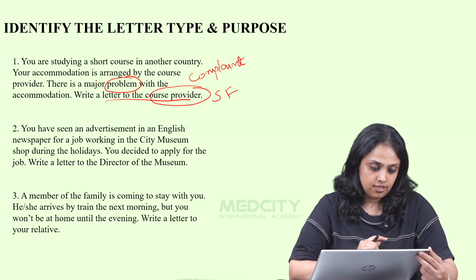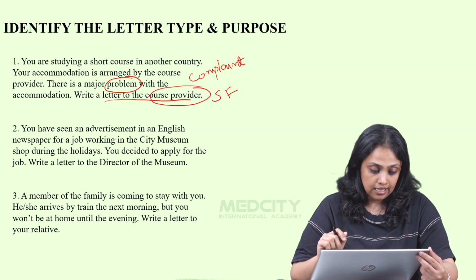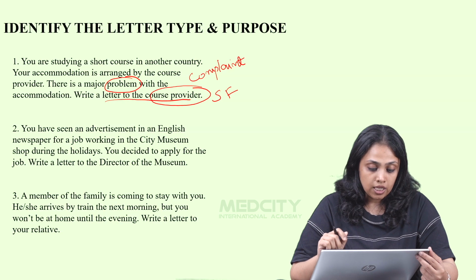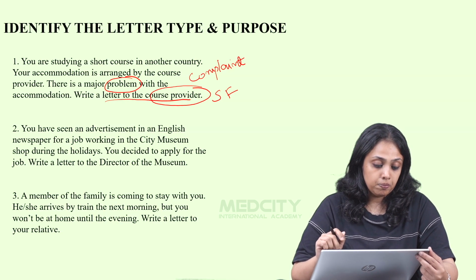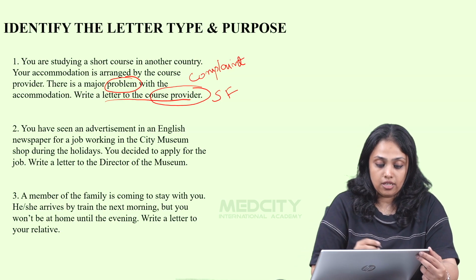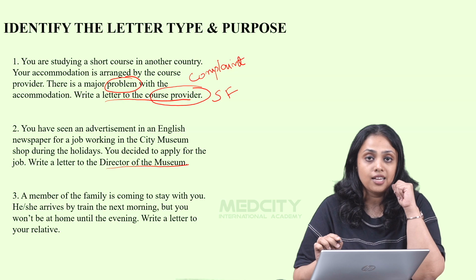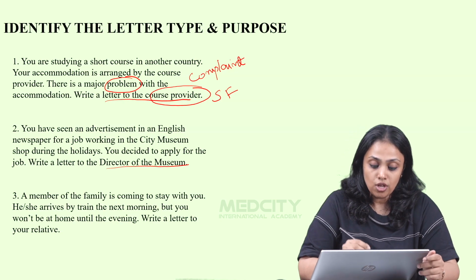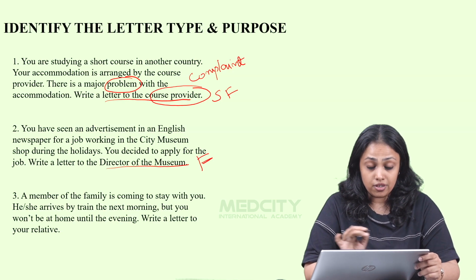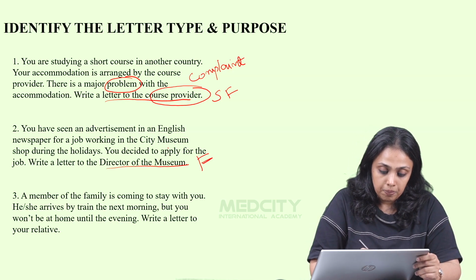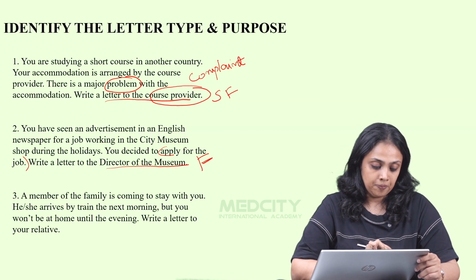Now the second one: you have seen an advertisement in an English newspaper for a job working in the city museum shop during the holidays. You decided to apply for the job. Write a letter to the director of the museum. Director of the museum means somebody who is in power and totally unfamiliar to you. So this is a formal letter, and the purpose, you've decided to apply for the job, means this is a job application.